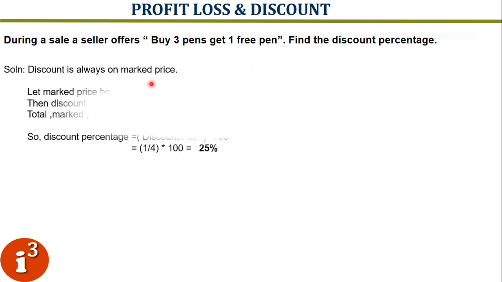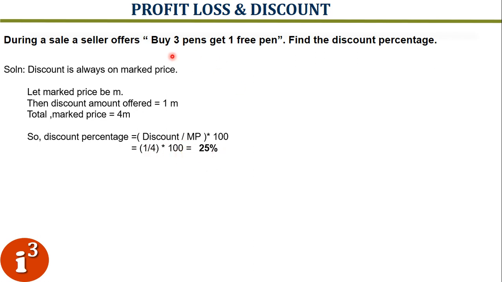So we'll solve it this way. Discount is always on the marked price. Let the marked price of one pen be m, then the discount offered is 1m, because he is giving one free pen. How many total pens is the shopkeeper giving? 4 pens, so the total marked price is 4m. So discount percentage will be discount by marked price, that is 1 by 4 into 100, 25%.